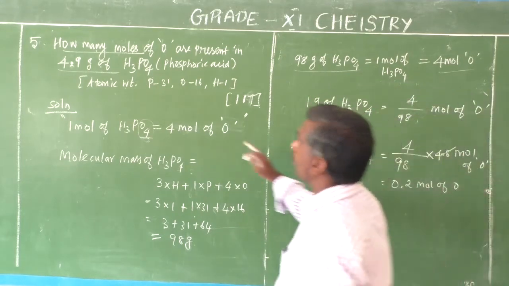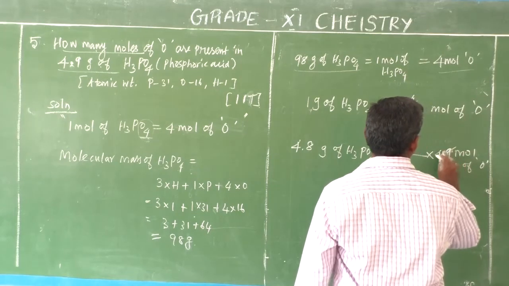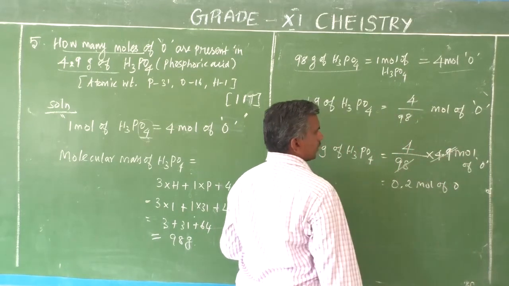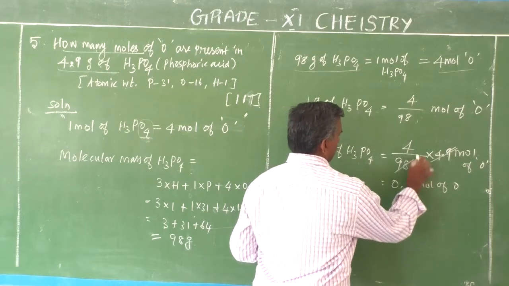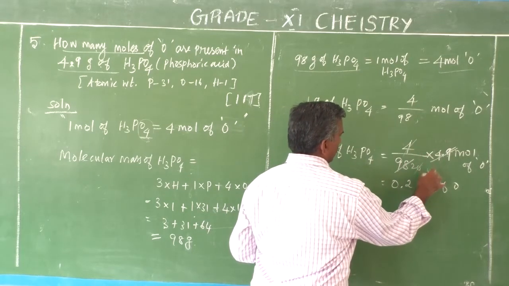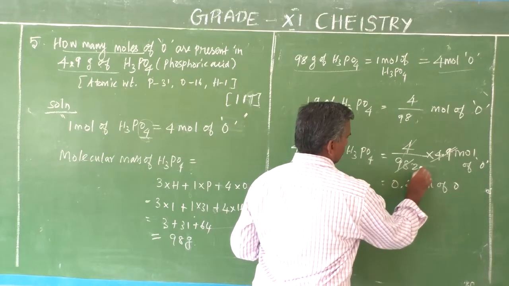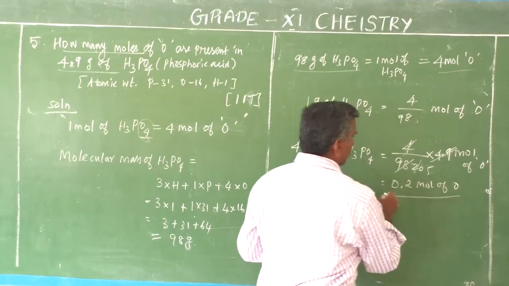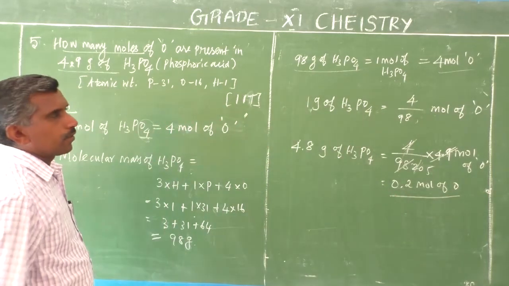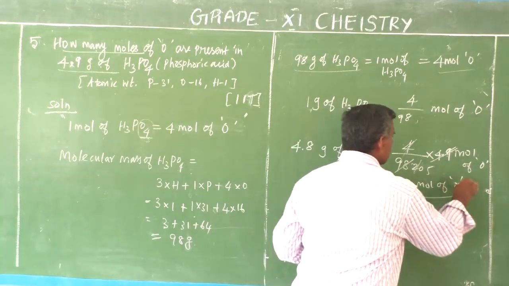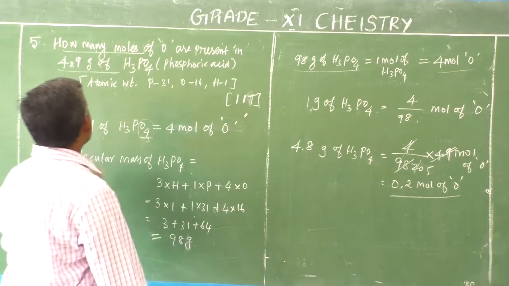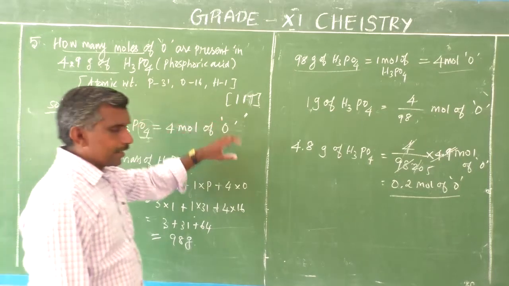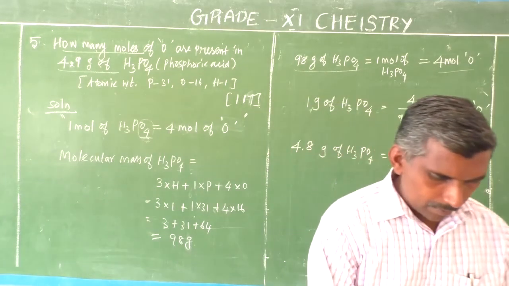Sorry, 4.9. You cancel 4.9, and 20. That is 1 by 5, equal to 0.2 mole of oxygen. So how many moles of oxygen are present in phosphoric acid? 0.2 mole of oxygen. This is an IIT problem.